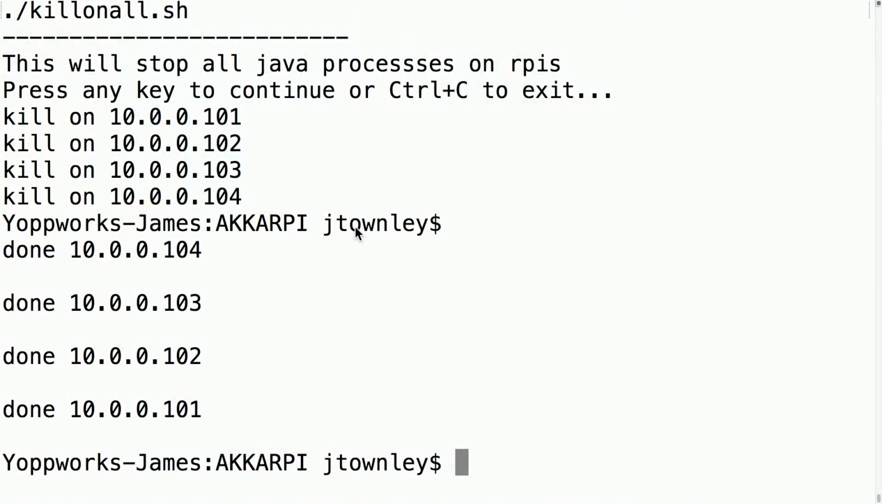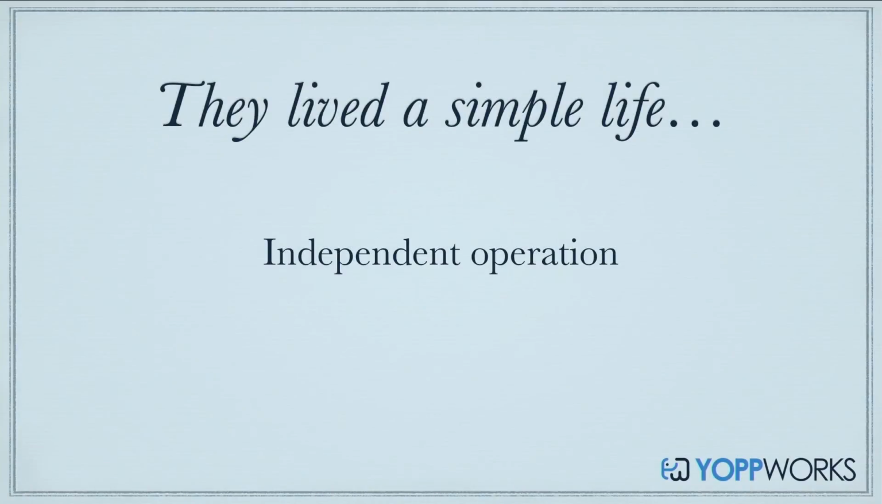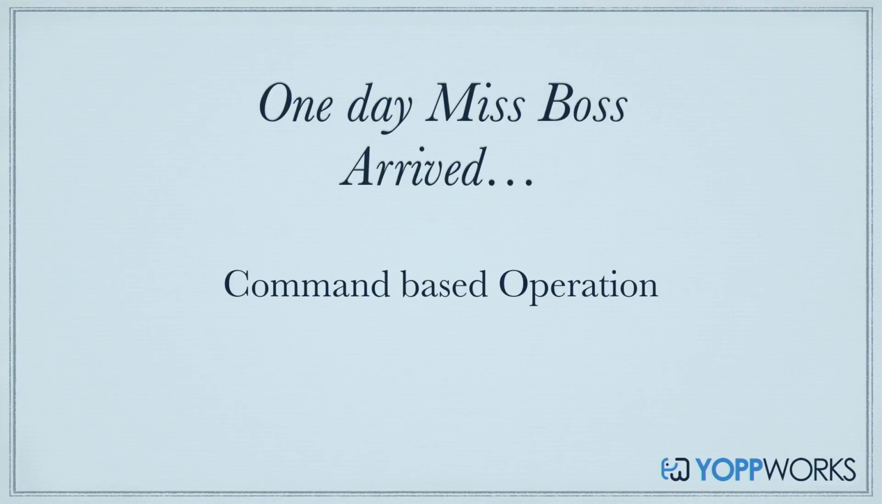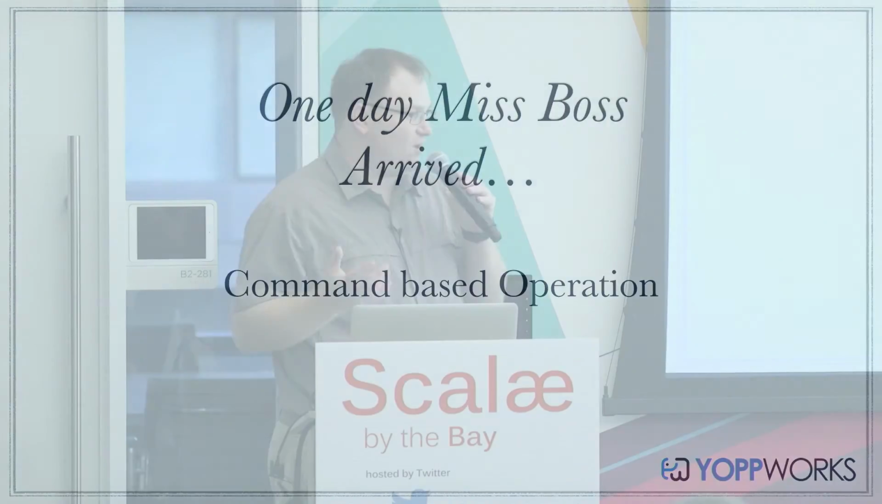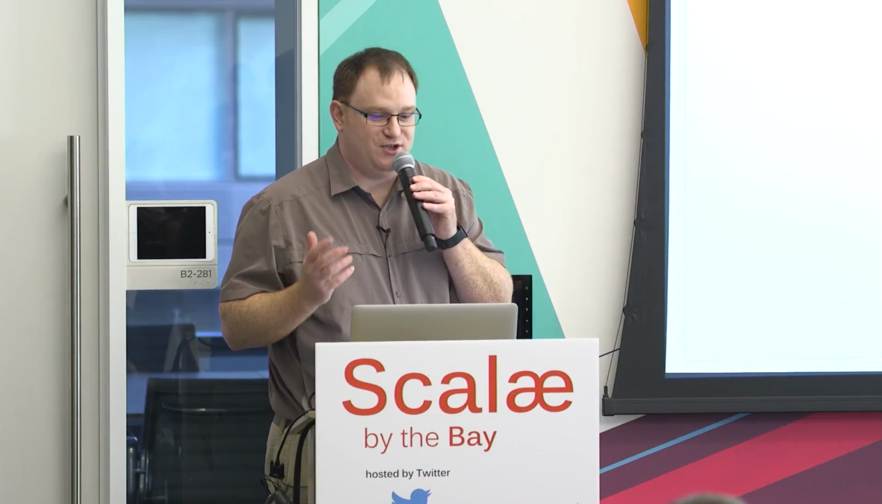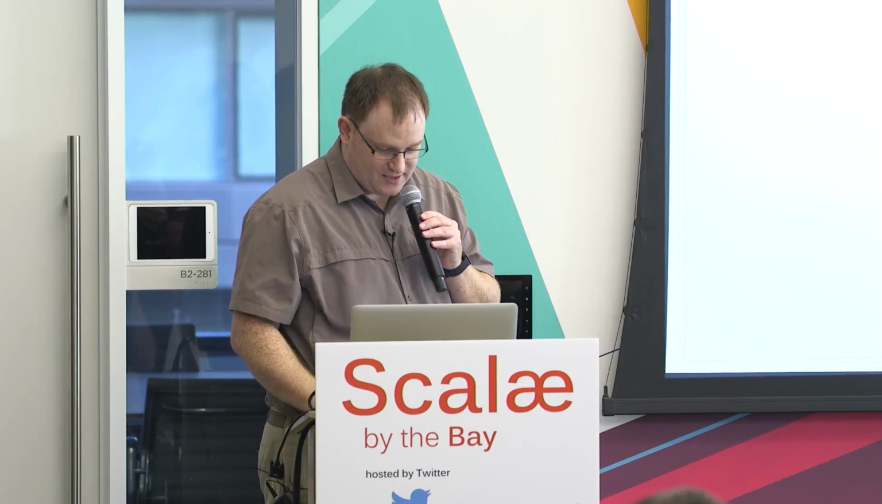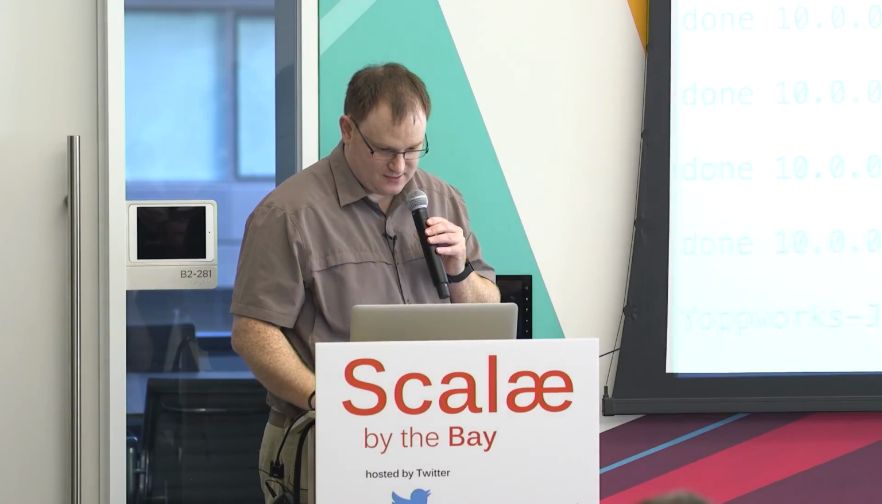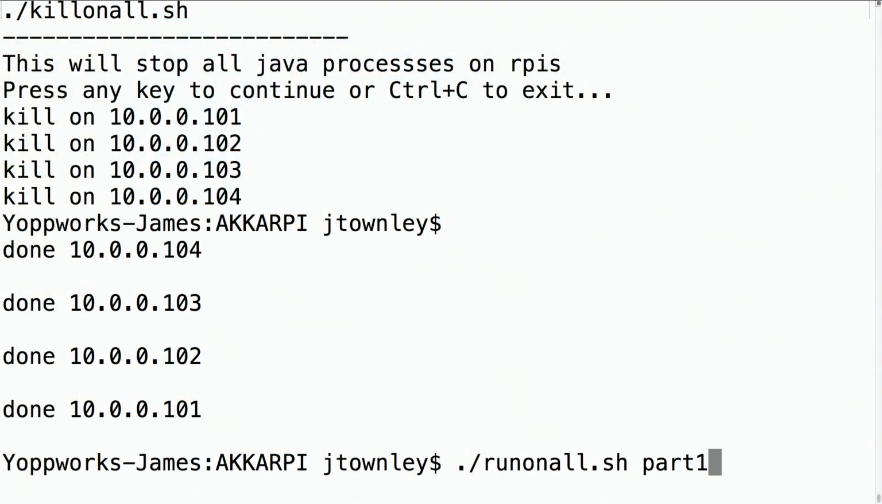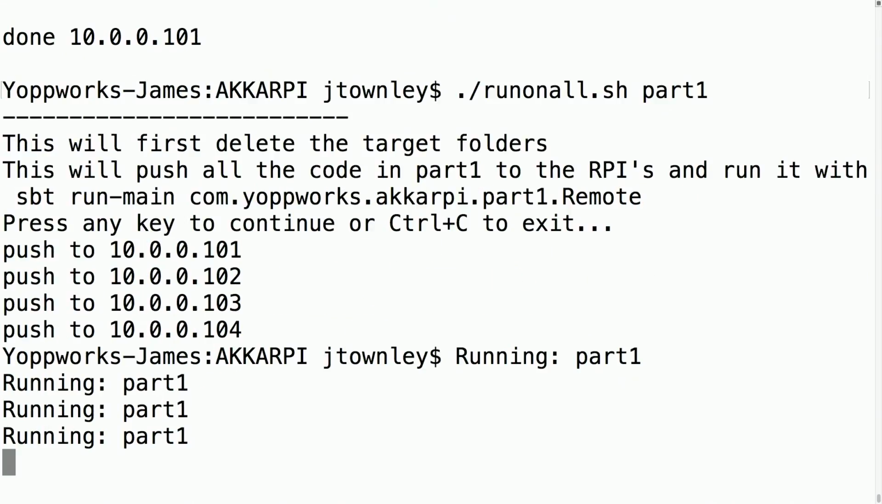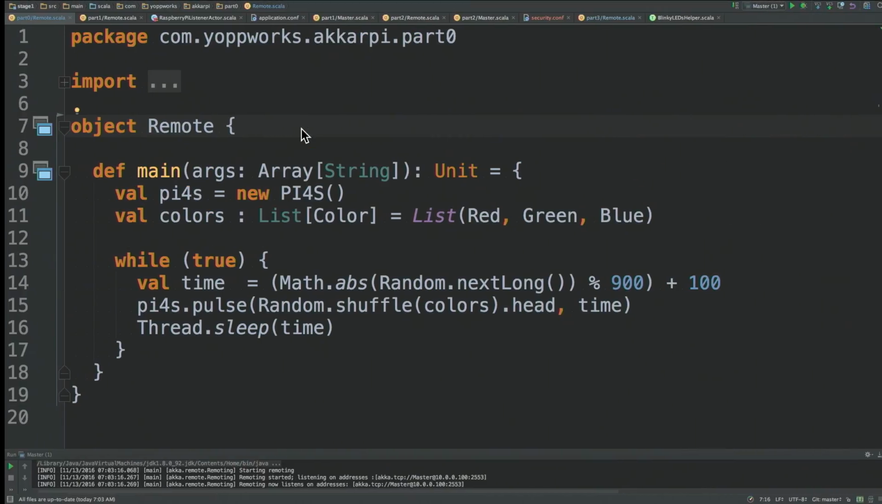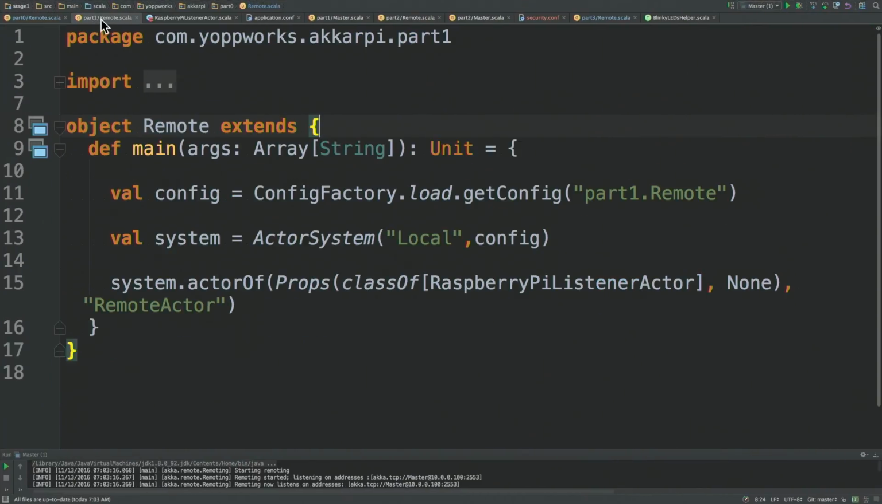So that's going to bring us to the next part of our story here. One day, Miss Boss, the pretentious Mac, arrived and decided that she wanted to tell all of these little Raspberry Pis what to do. So I'm going to get that code running here. This is our part 1. And just while that's loading up, we'll have a look through the code here. So we're going to look at the code that's going to be on the Raspberry Pis first.